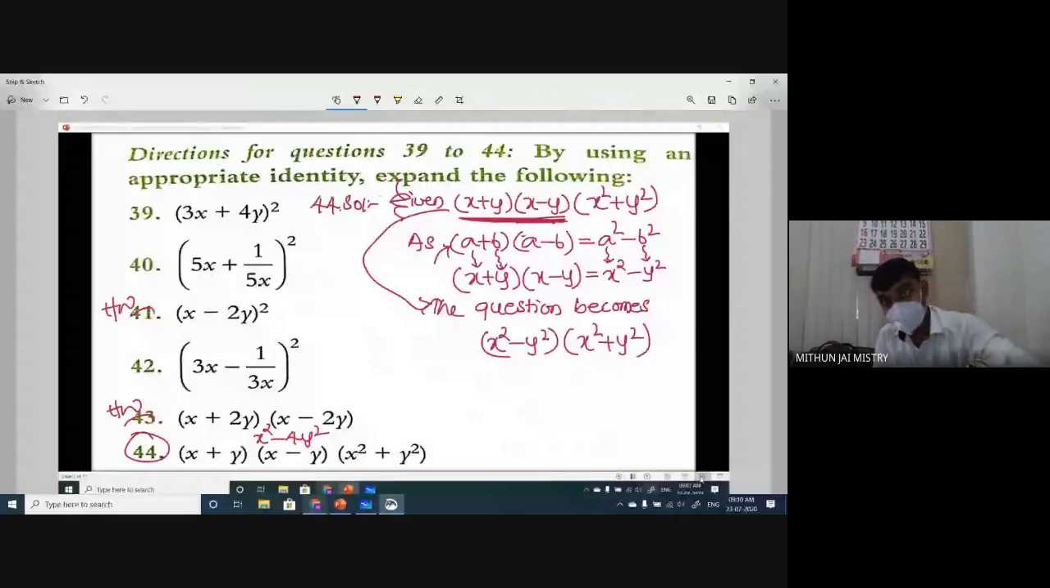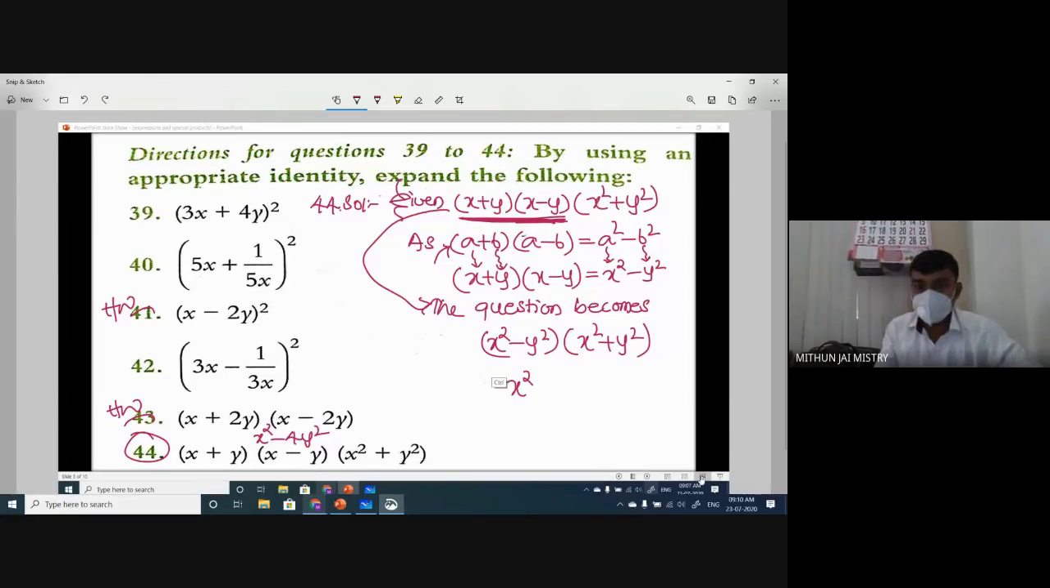Right? 2 into 3 or 3 into 2. Multiplication is commutative. We'll get the same answer. So now here, as we are getting again the same form, we can write here a, because I compared it with a minus b into a plus b.